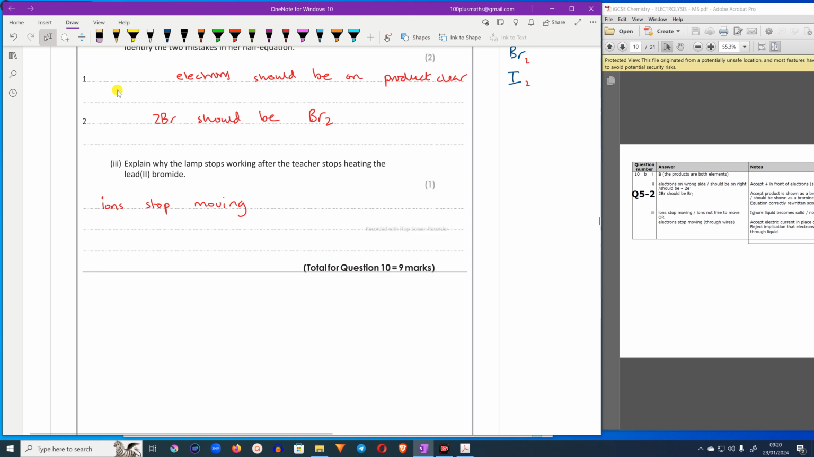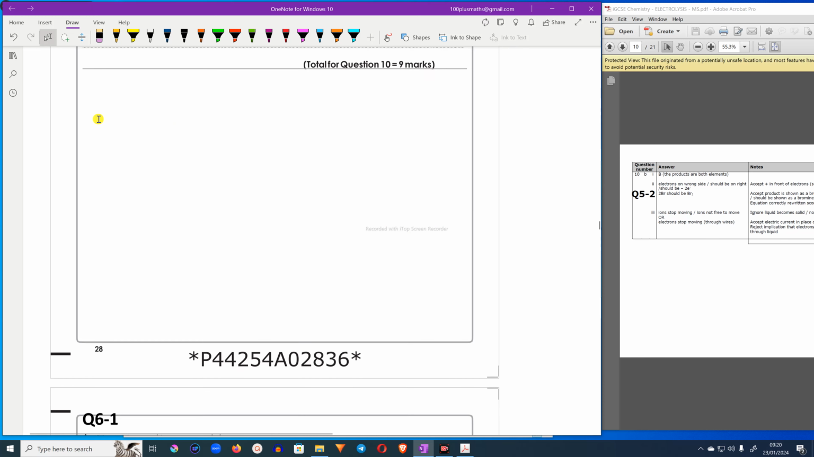And because ions stop moving, the electrons in the wires and the circuit outside also stop moving. It's the same thing, that leads to that, but in this case that's probably the best answer.